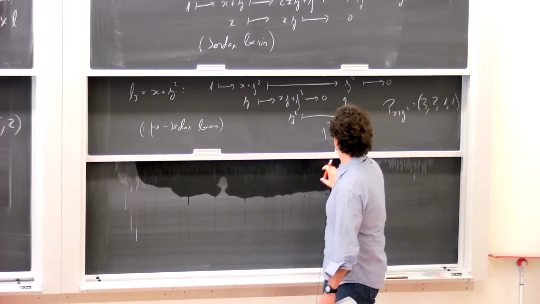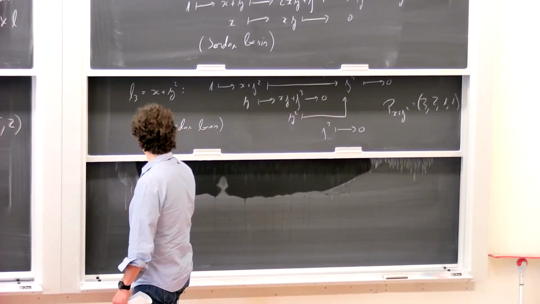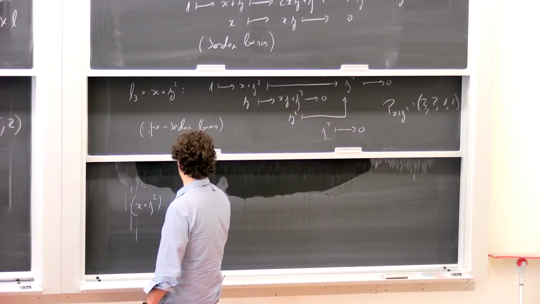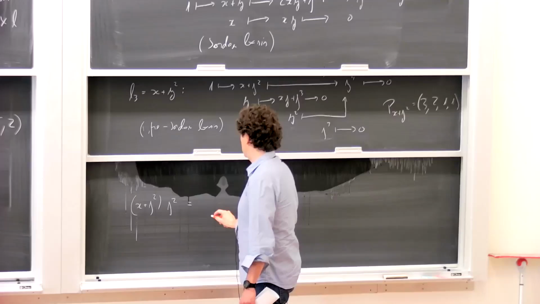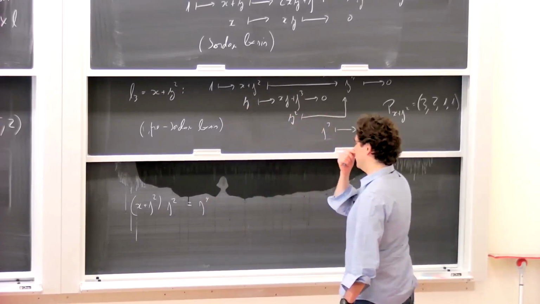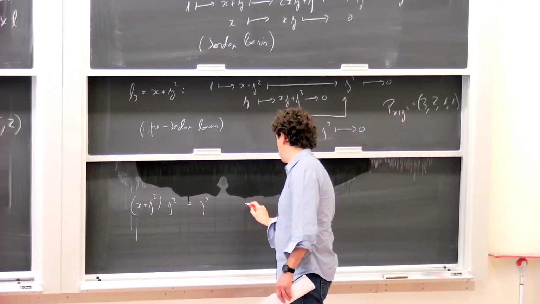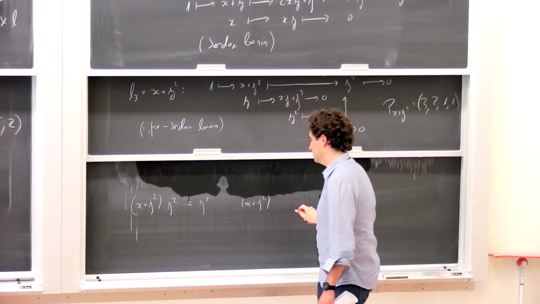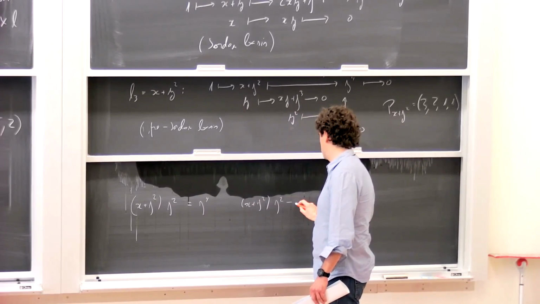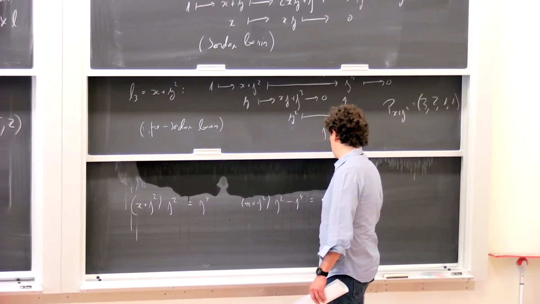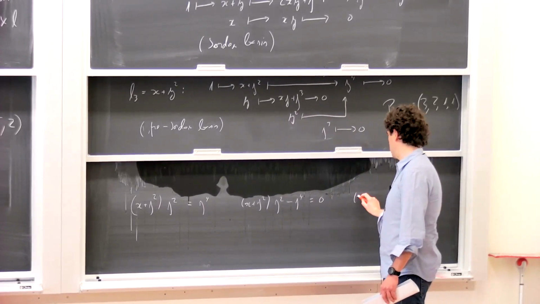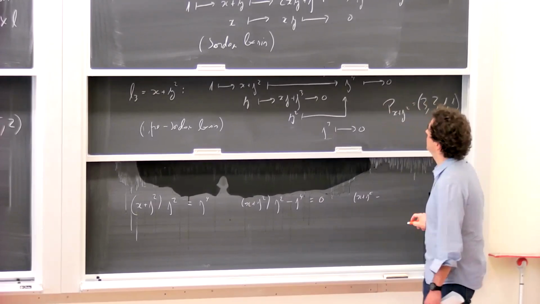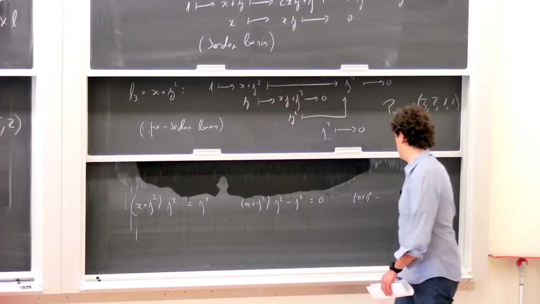Sorry. So I know that (x plus y) squared times y squared is y⁴. And that means that (x plus y) squared minus y⁴ is 0. So (x plus y) squared minus, and I know that y⁴ is just L squared.